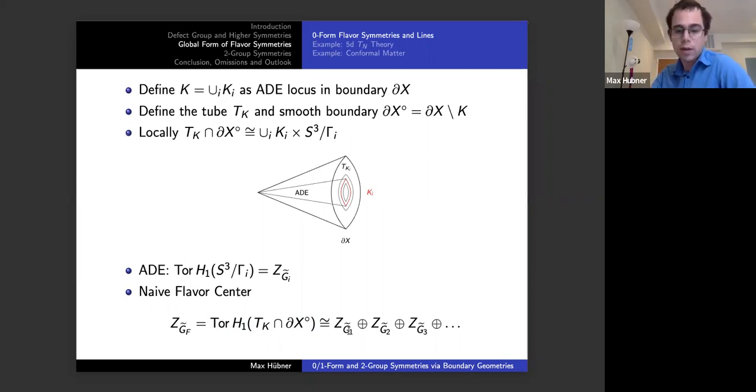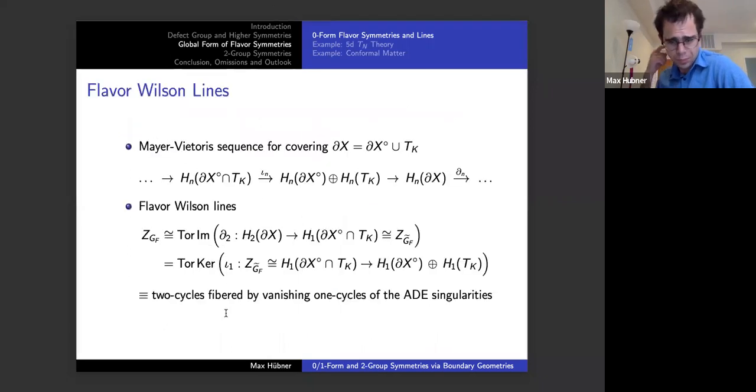But now I want to understand how, in this geometric characterization, the generators of all of these groups interplay if they are part of the same global geometry. And the tool to analyze this mixing is the Mayer-Vietoris sequence. The covering we're going to apply the Mayer-Vietoris sequence to is the covering of the boundary by the smooth part, everything but the ADE singularities, and the local model for the ADE singularities, these tubular neighborhoods.